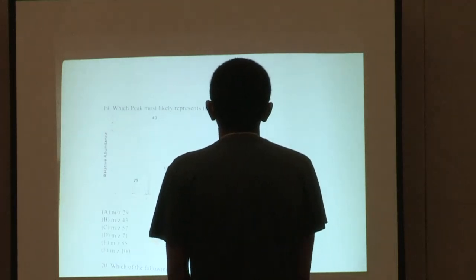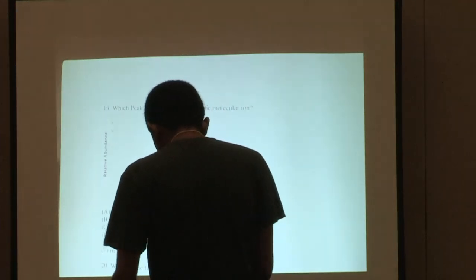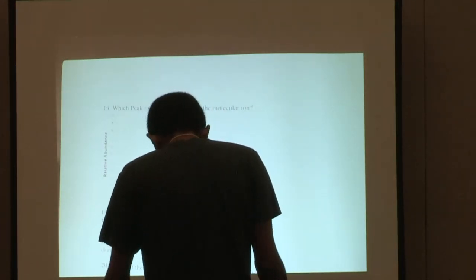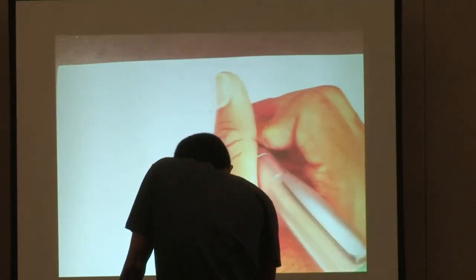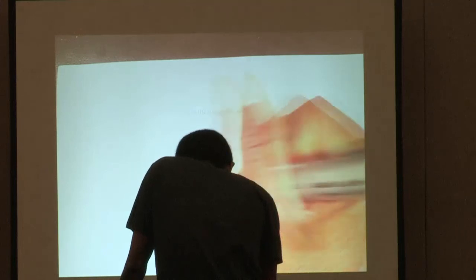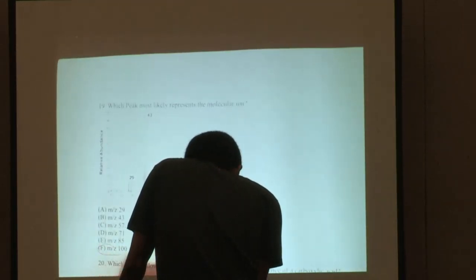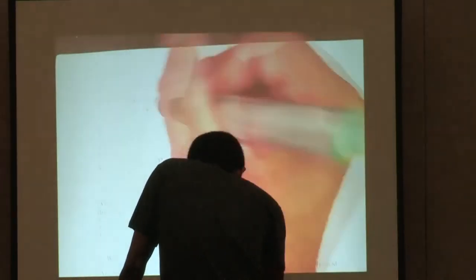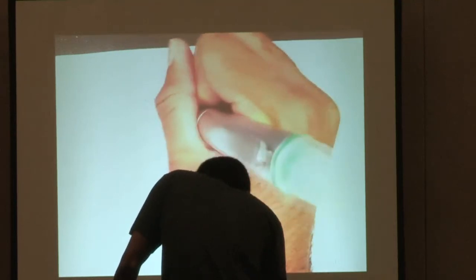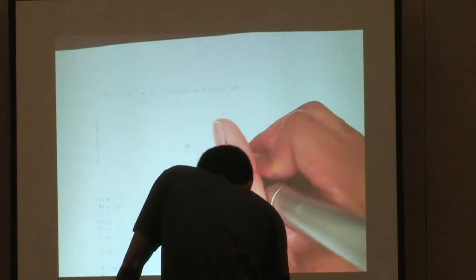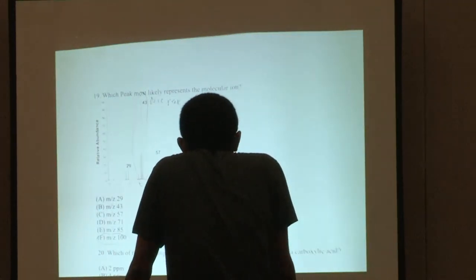Okay, so the peak that most likely represents the molecular ion. The molecular ion would be the highest number, so it's going to be F. That's pretty simple. The biggest peak is your base peak. M/Z for molecular ion.